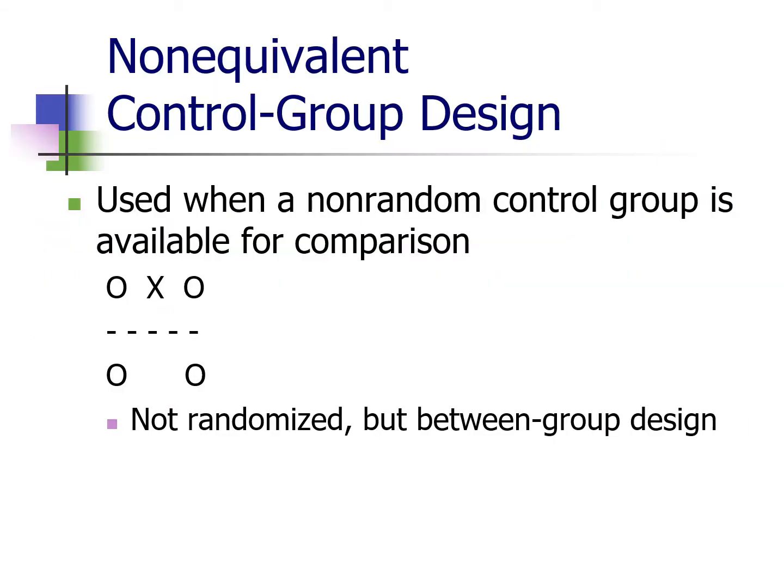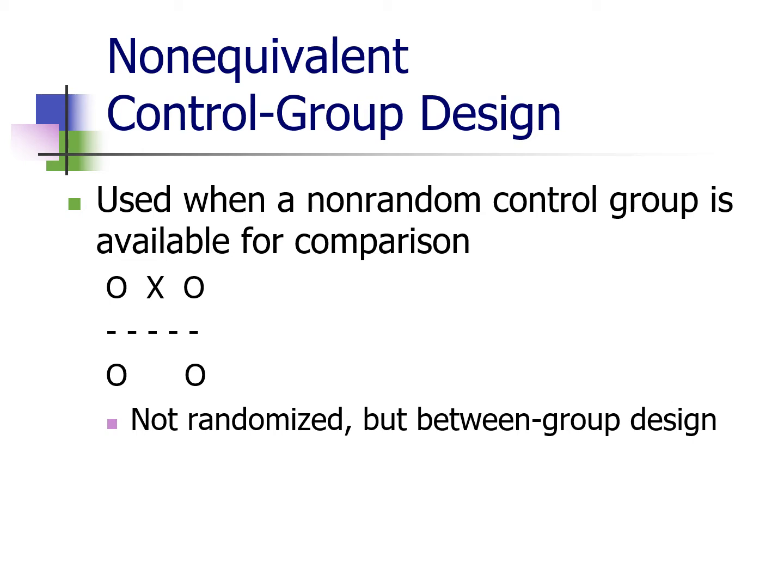Another type of group design is the non-equivalent control group design. This particular design is used when a non-random control group is only available for comparison. And so if you look at the notation that we see again here, the O's indicate a pre- and post-test analysis of the dependent variable.